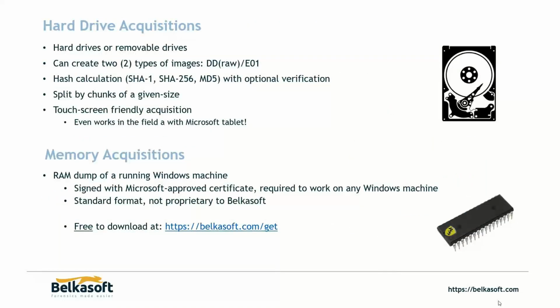So you can acquire hard drives with Belkasoft X in two different formats, either a DD or RAW, or E01. You have optional hash calculations with verification, as well as the option to split your image up into chunks of your choosing. So if you need to transfer an image across a low bandwidth network, it's very possible to make these chunks as small as you'd like. This also works on Microsoft tablets, so if you need to do something out in the field, you can use a Microsoft tablet for that.